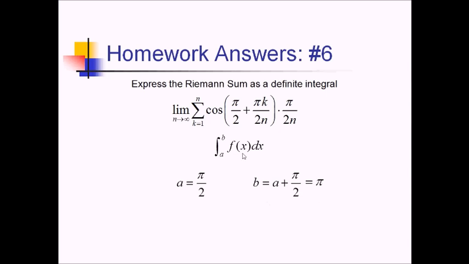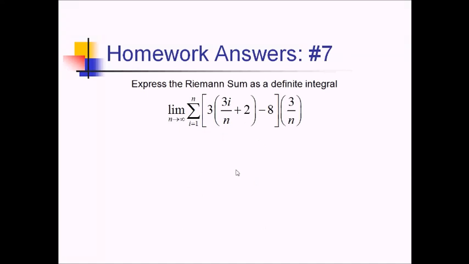And the function then is just going to be whatever is happening to the a plus pi over 2n k in here. So that's just cosine is happening to all of this. So we're going to have the integral from pi over 2 to pi of cosine of x dx.